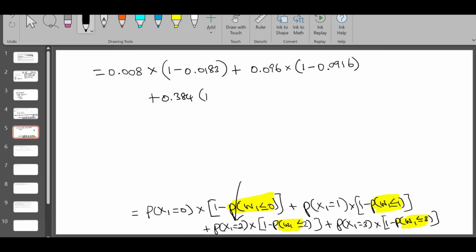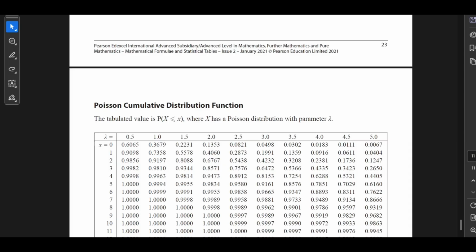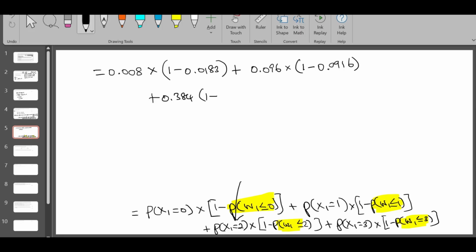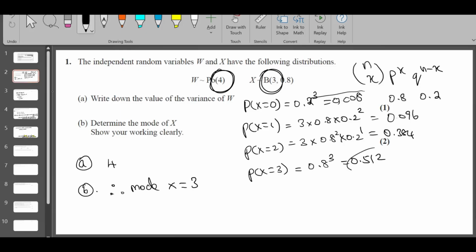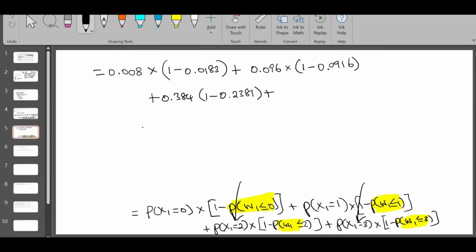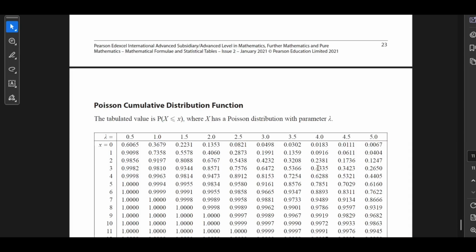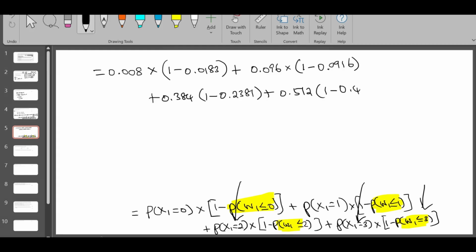So here, 0.384 times 1 minus the cumulative value for x equal to 2, 0.2381, plus this probability for x equal to 3. We calculated it as 0.512, times 1 minus the highlighted one from the table, 0.4335. Now we need to carefully simplify this.